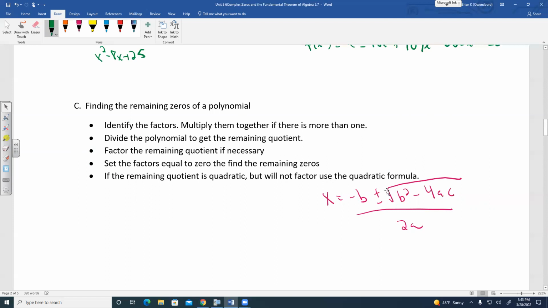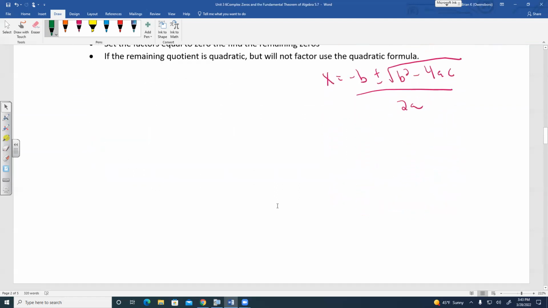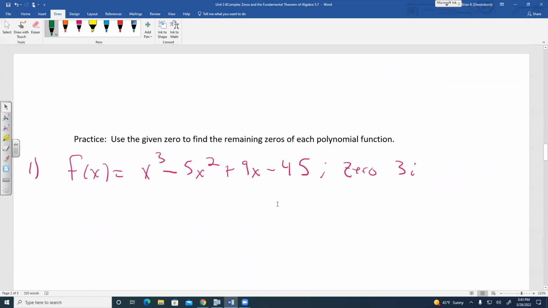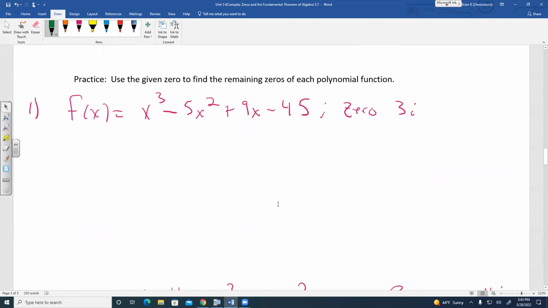Okay, that was a mouthful. So we're going to be given a polynomial function and we're going to be asked to find the zeros. So let's see what our strategy is going to be. So we have this function here, and we want to find the remaining zeros.